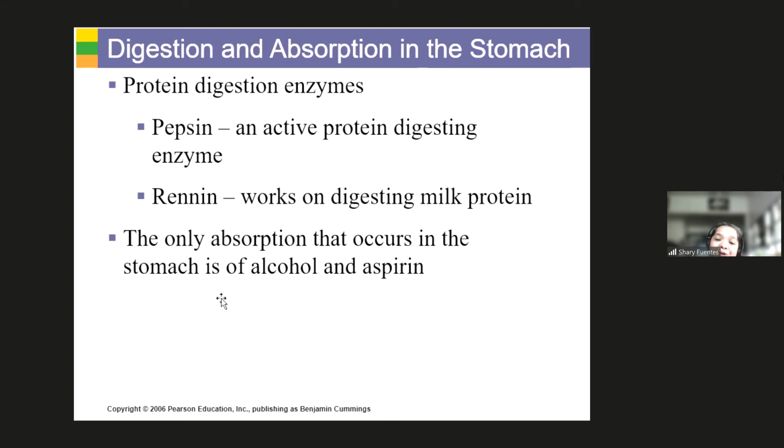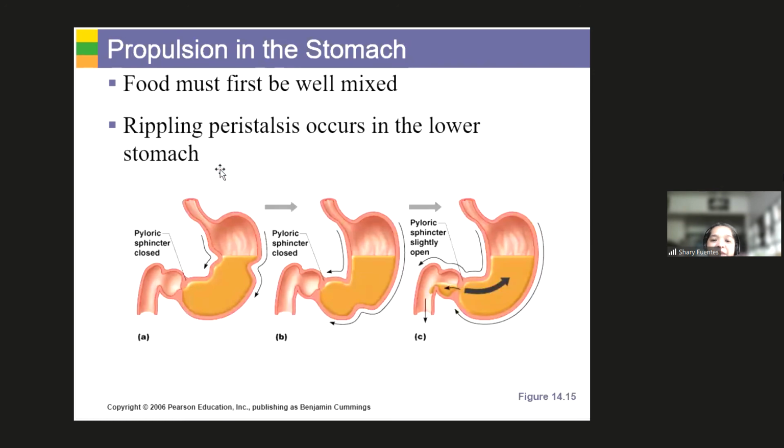The only absorption, of course, in the stomach is absorption of alcohol and aspirin. So you have to be very careful when taking in aspirin because aspirin can cause bleeding. Kaya be careful about this one. Okay? So again, wala dapat absorption but when you take in alcohol and aspirin they are being absorbed in the stomach. Doon pa lang they can be absorbed. Nakakalusot sila. Absuelto sila. But normally, absorption starts at the small intestine. Okay? So this is what happens in the stomach.